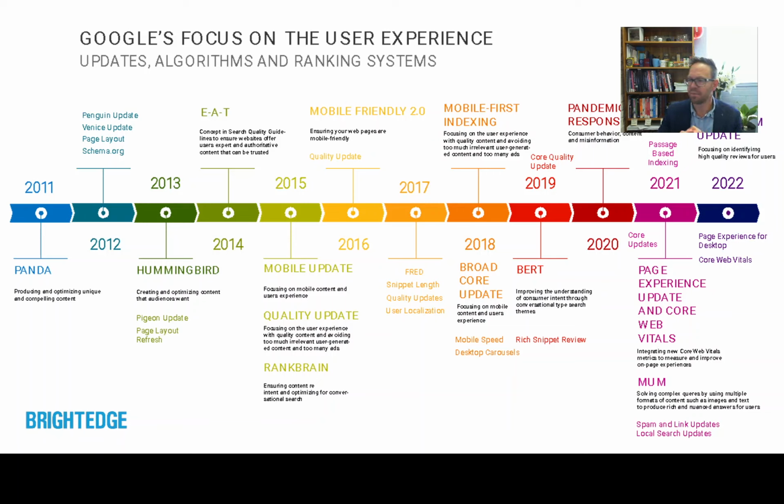Then they had the mobile update 2015, where mobile phones got a lot better and better and better. More people were using mobile phones, so they went, well, hang on, we have to prioritize search engines. So in our search engines, we're going to prioritize rankings for those that are optimized for mobile phones, especially for the people on mobile phones. Then we had the mobile friendly 2.0, which was again the next level of that.